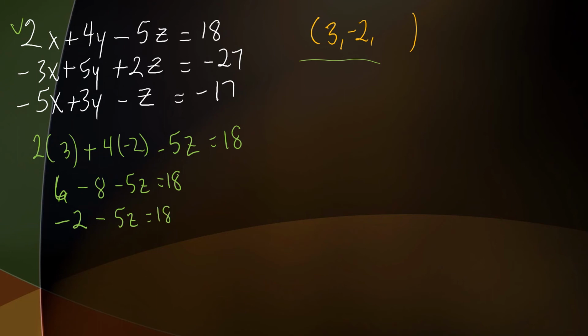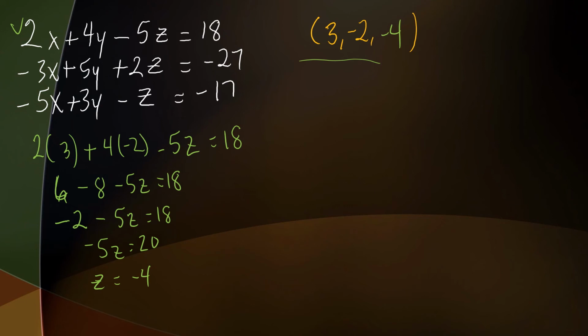Let's add 2 to both sides. I got negative 5z equals 20. And divide by negative 5. And so z, I'm thinking now, is negative 4. So I think my solution there is negative 4. So 3, negative 2, negative 4, my ordered triple.